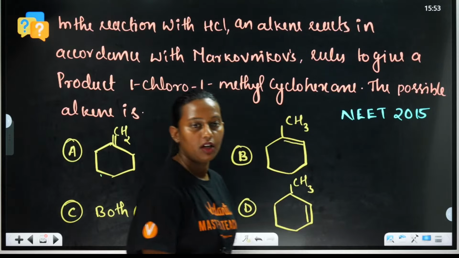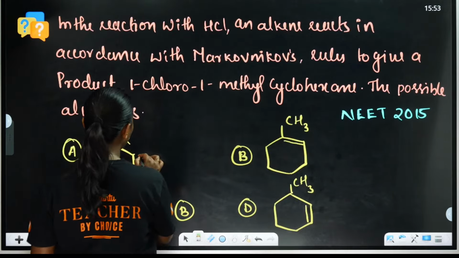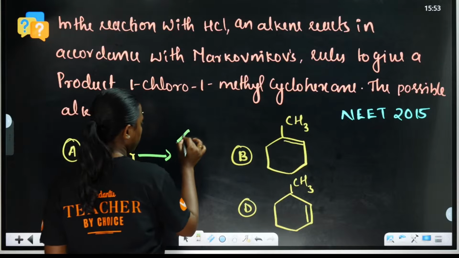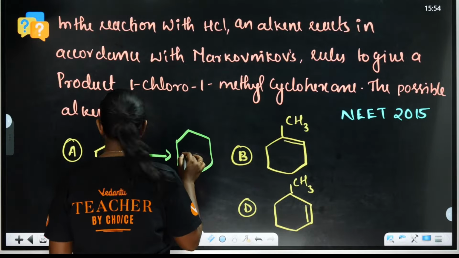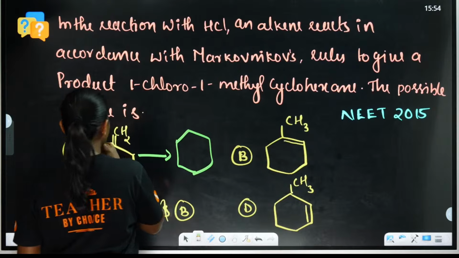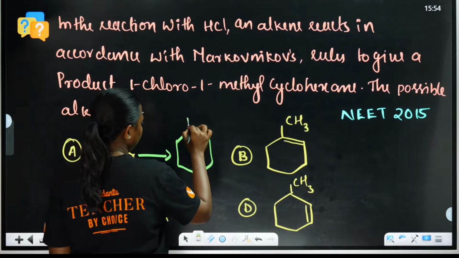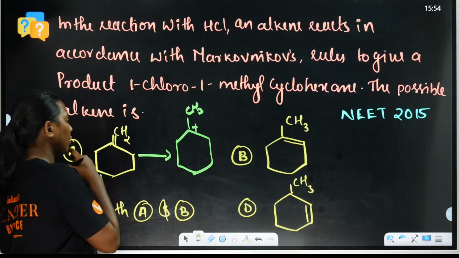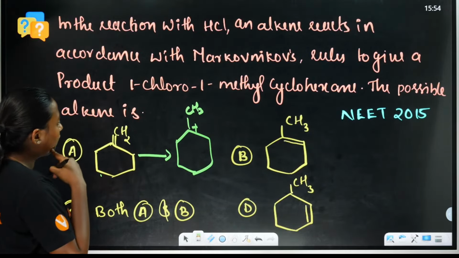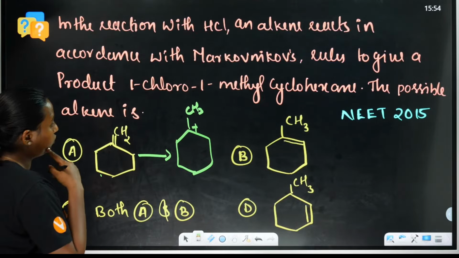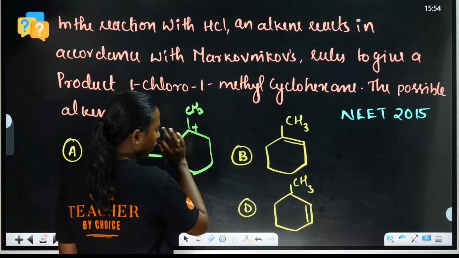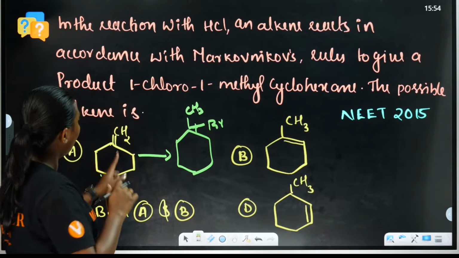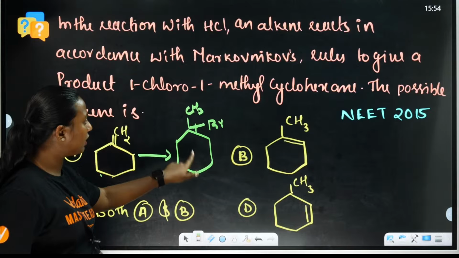Yes, time up, so we can start. What is the product of this? The double bond breaks, CH3 is there, and a carbocation comes here. After the carbocation, it is a stable carbocation, there is no rearrangement, and Br comes here. Correct, 1 chloro 1 methyl cyclohexane.